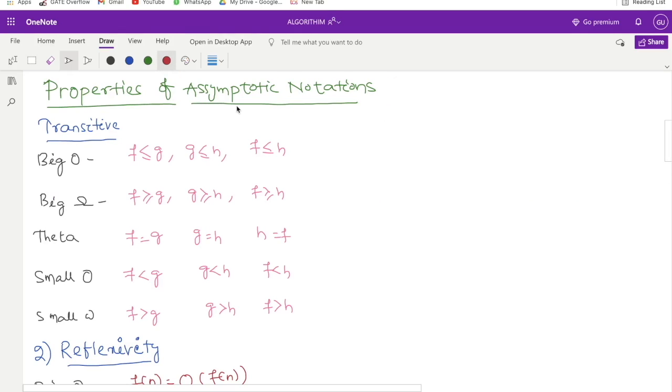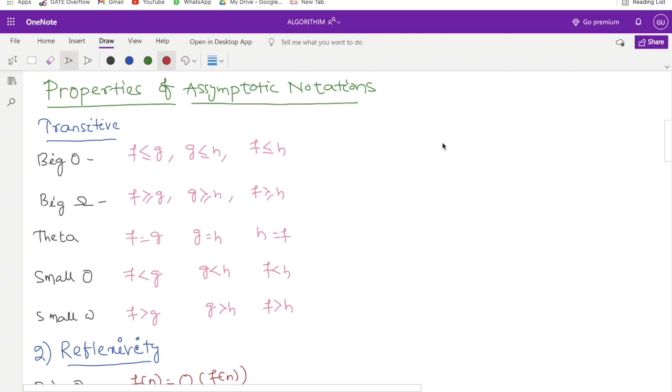Let's see some of the properties of asymptotic notations. To understand these things clearly, you need some prerequisite knowledge about relations. You can read it in discrete mathematics, but I will give a brief idea about what transitiveness, reflexivity, and symmetricness are.